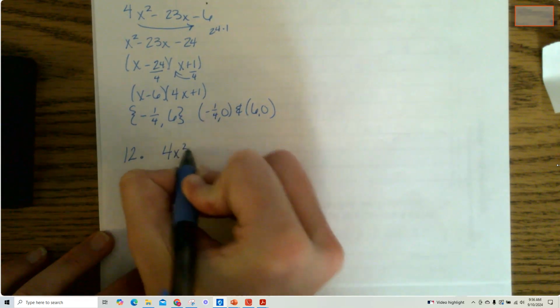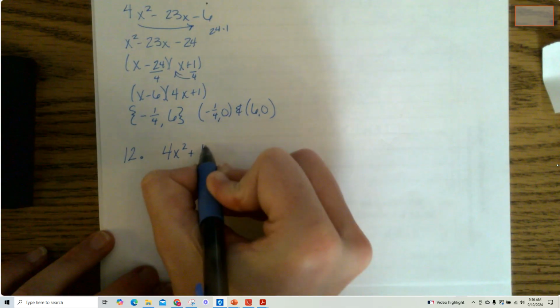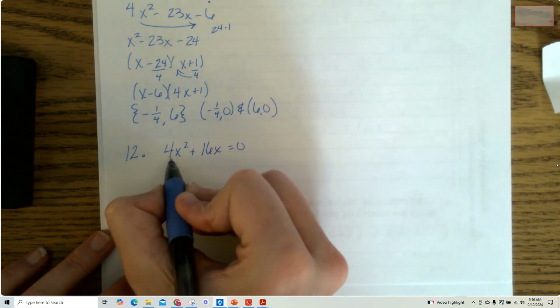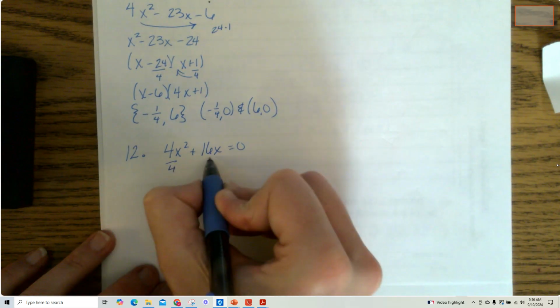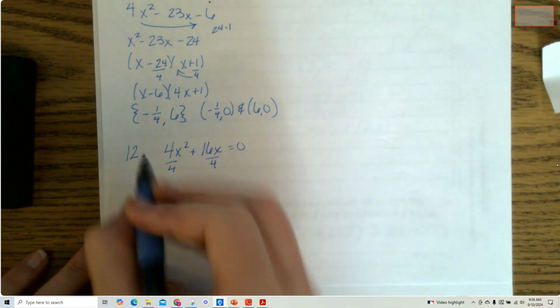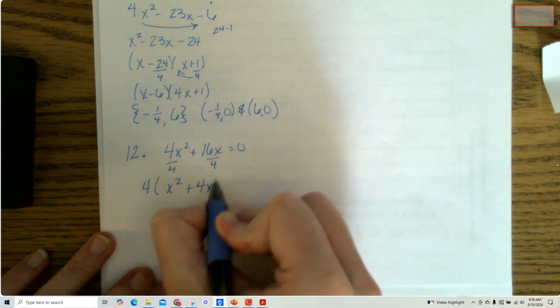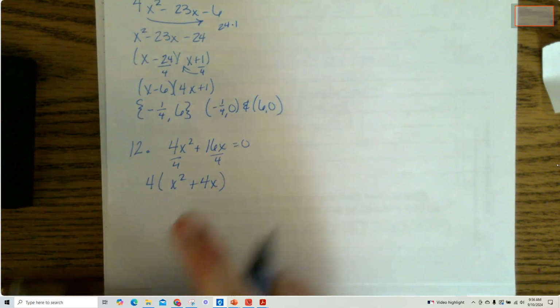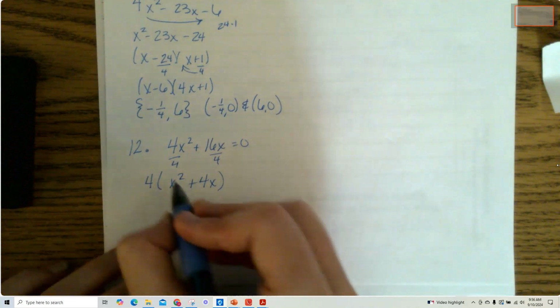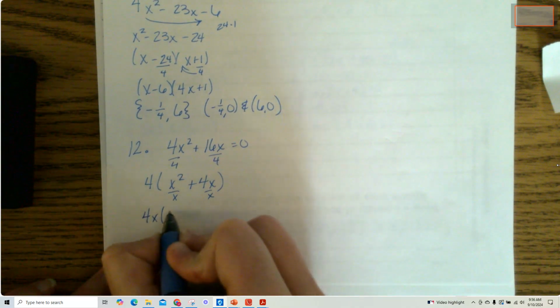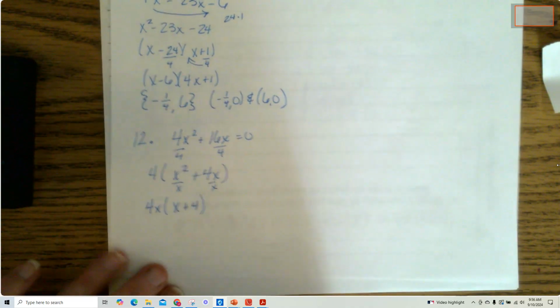4x squared plus 16x equals 0. All right, so this one's factoring. I can factor a 4 out of both of these. So first off, I'm going to factor that 4 out and get that. They both have an x. I'm going to factor an x out of both of those. So now I have 4x times x plus 4.